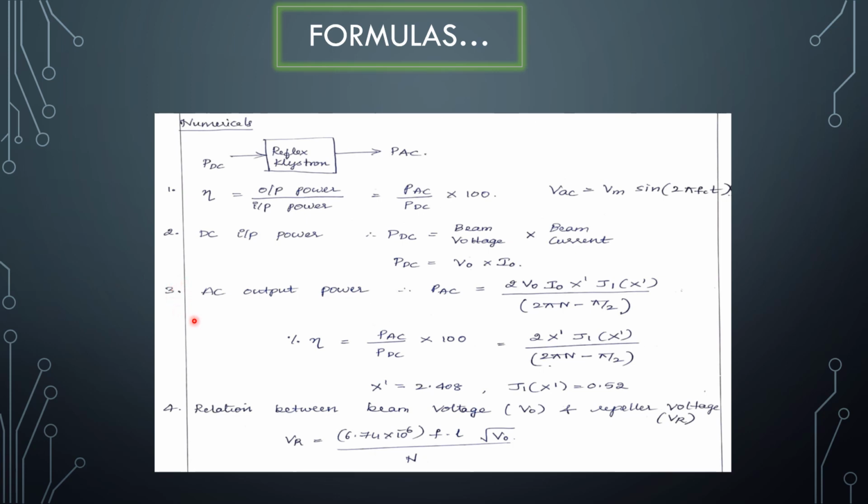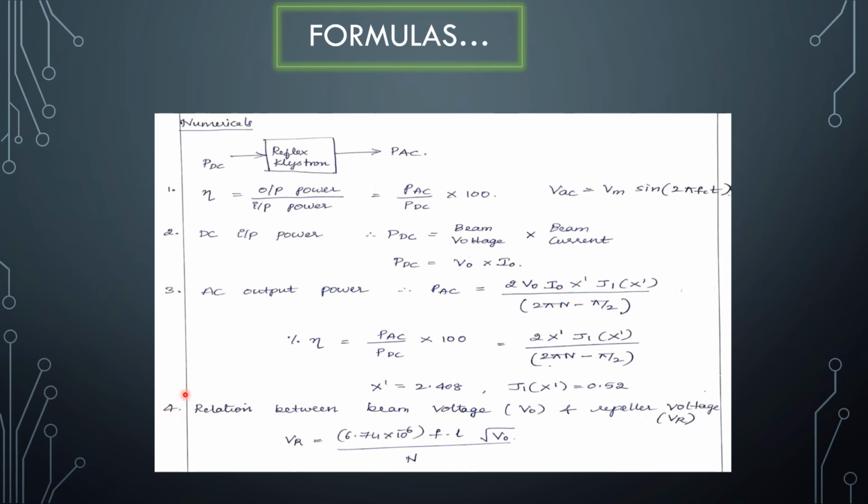And the third formula is AC output power, denoted as power of AC, which is defined as the ratio of 2 into V0 I0 x bar J1 of x bar to 2 pi n minus pi by 2, where x bar has the value of 2.408, J1 of x bar has the value of 0.52, and the combination of these two terms gives the result as 1.25, and where n is the mode.